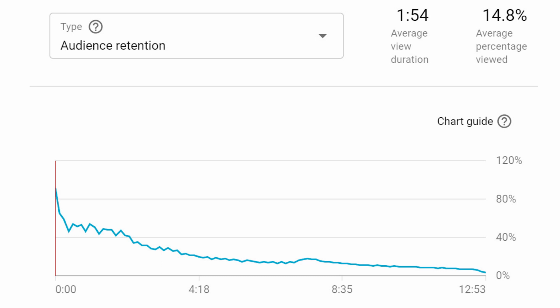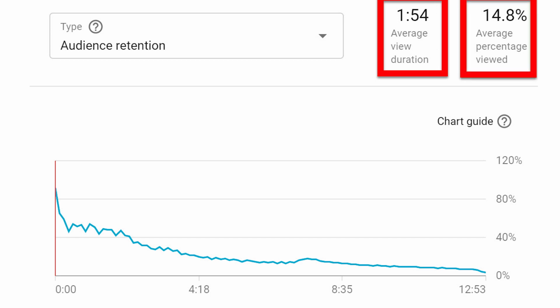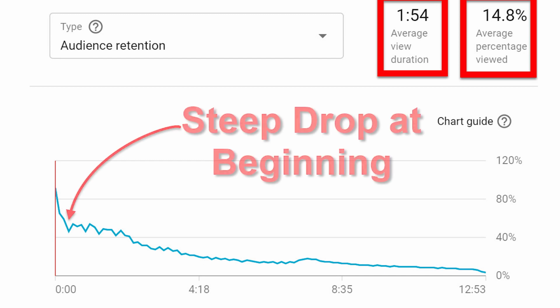Now, these are audience retention graphs. Essentially, they're walking you through your entire video, showing you where people are leaving or watching on your video. Now, this first one has an average view duration of under 2 minutes, and it's an almost 13-minute video, so that's really bad. It has a very bad average view percentage of just 14.8%. Now you can see that very steeply drops off at the beginning of this video, and by the end, it's almost at 0. So this is definitely not a video that YouTube wants to promote.